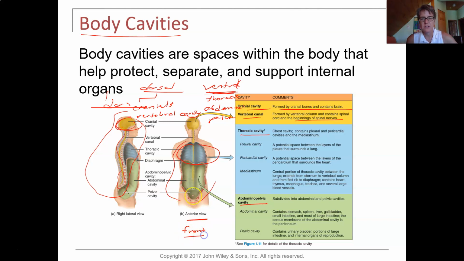Okay, so front was anterior. You have the thoracic cavity, and the thoracic cavity is your chest cavity contained by the ribs, and it has your lungs in a pleural cavity.